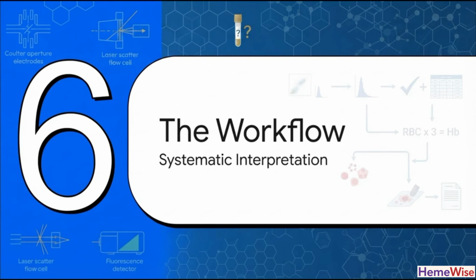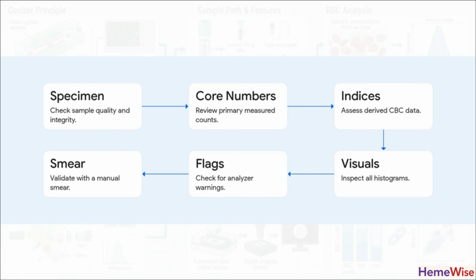Finally, Section 6, the clinical interpretation workflow. This 6-step approach is your absolute safeguard. It keeps you from jumping straight to a terrifying diagnosis before confirming reality. Number 1, always verify the specimen quality first. 2, review the core measured numbers. 3, assess those derived indices to see if the internal math makes sense. 4, visually inspect the histograms and scattergrams for abnormal shifts. 5, check all the analyzer flags. And 6, validate anything suspicious with a manual peripheral smear. And, of course, correlate it with your actual patient.